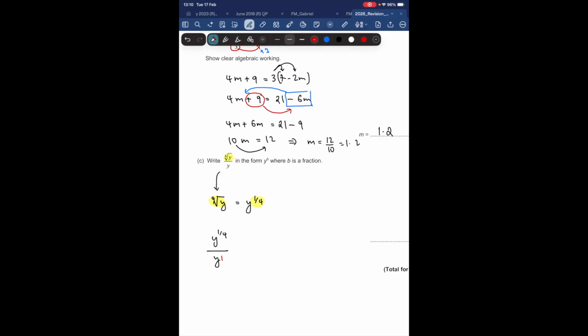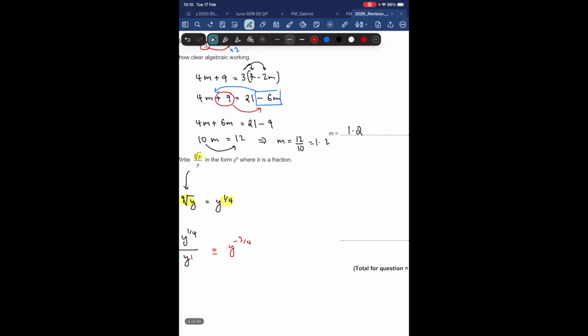Now this becomes a little bit easier to deal with because you have to remember that when you divide terms, if you've got the same letter in each case, the base is y, all you do is subtract the powers. So your final answer is going to be y, and then if you subtract the powers, 1/4 take away 1 will give you -3/4. So your final answer is going to be y to the power of -3/4. And they want it as a fraction, so leave your answer in that form.